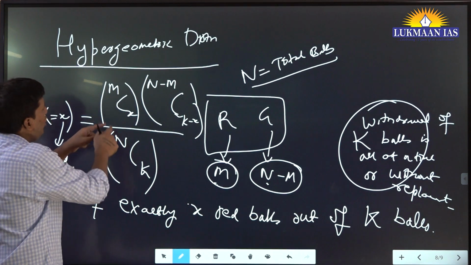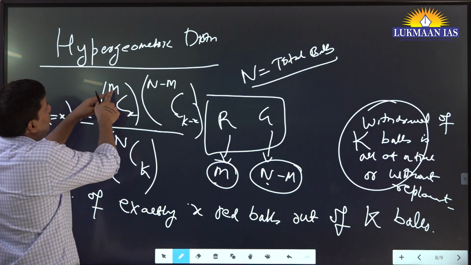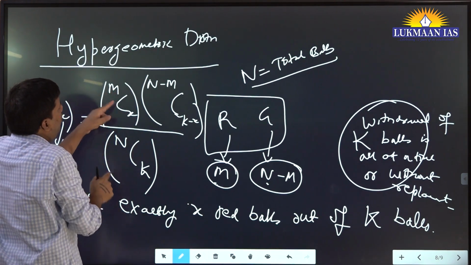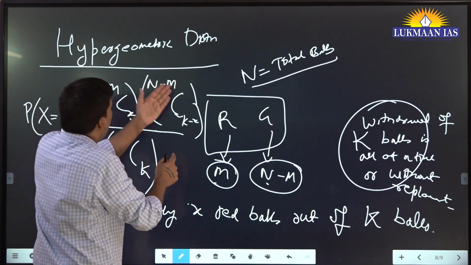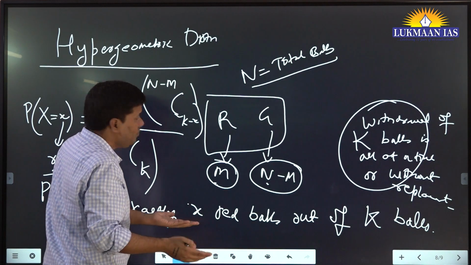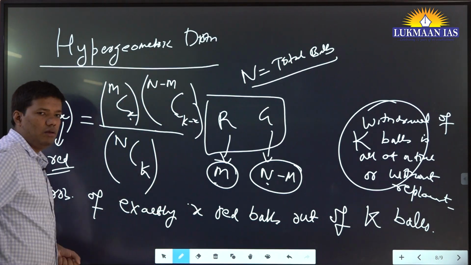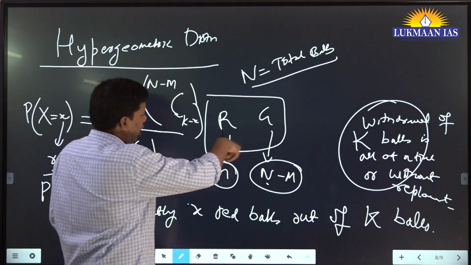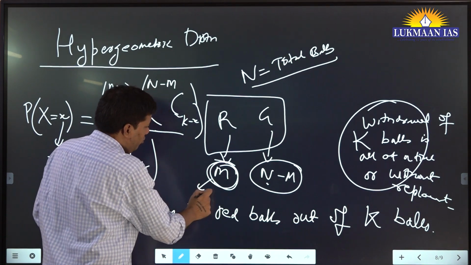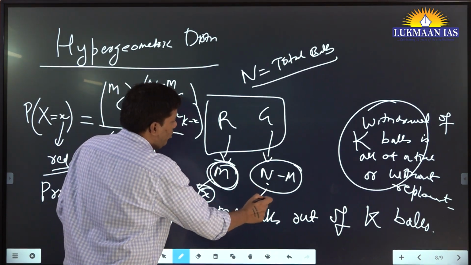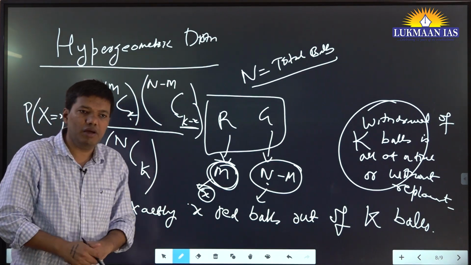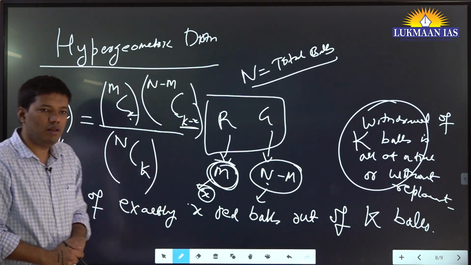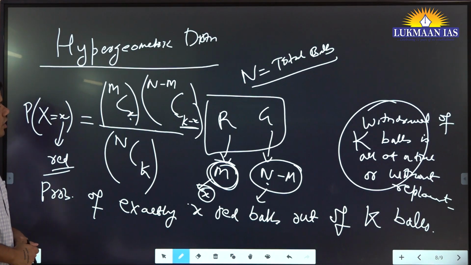So now what you are doing? In the numerator, if my M balls are red, I'm looking for x red balls. So the remaining balls would be what? Green. So N minus M. If out of M balls you have to select x balls which are red, then the remaining would be k minus x. K minus x has to come from green balls. Fine.